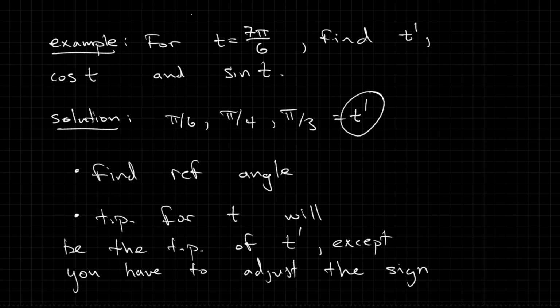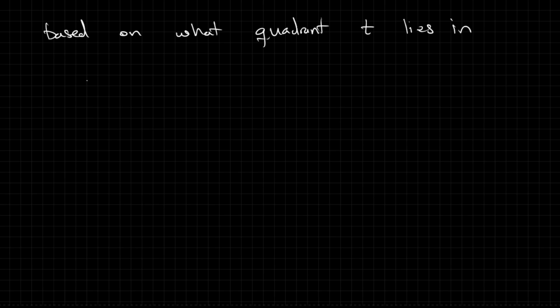So no matter what, we have to find the reference angle t prime. In order to find the reference angle t prime, we have a few steps. The first step is we have to make sure we're working with an angle that's between 0 and 2 pi. In fact, 7 pi over 6 is less than 2 pi, since 2 pi is 12 pi over 6. So our angle is between 0 and 2 pi. We don't have to add or subtract 2 pi from it.